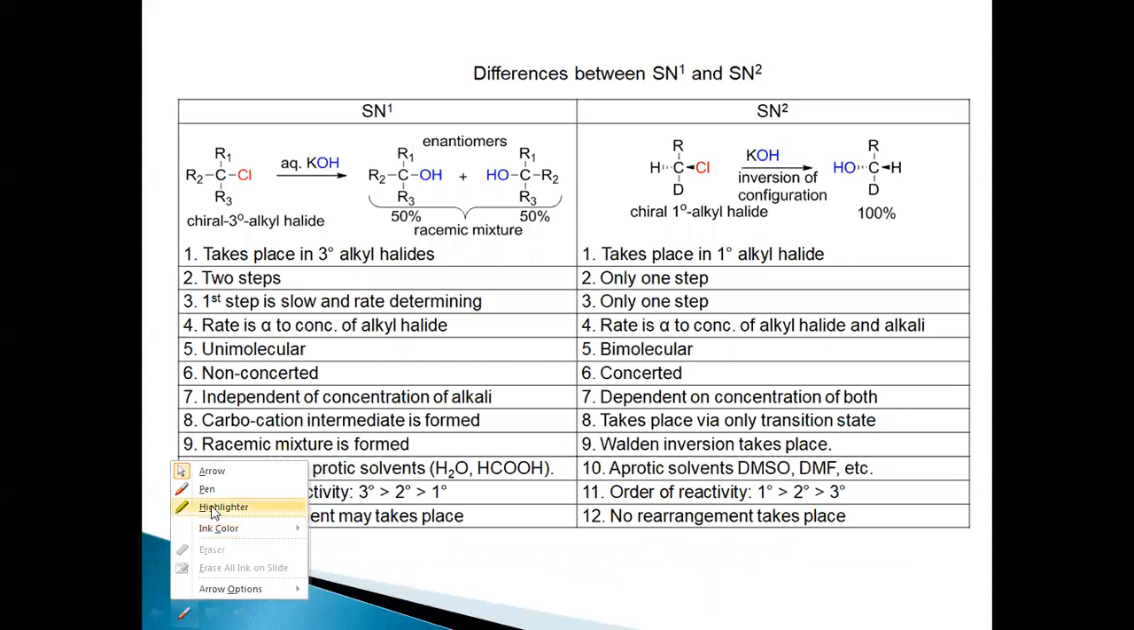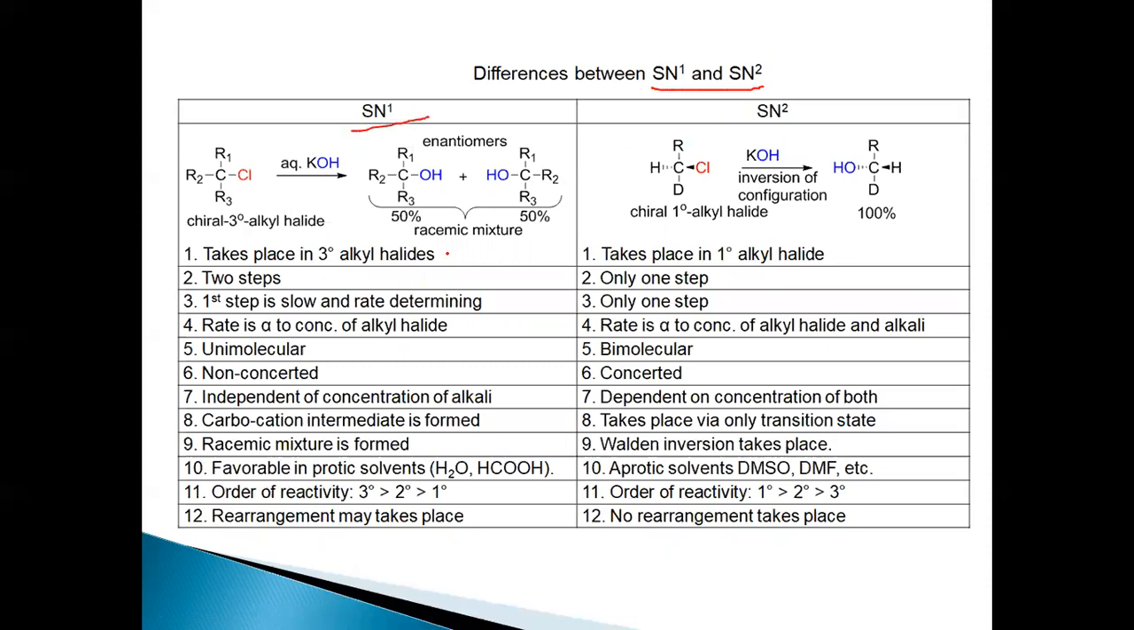So let's see the differences between these two, SN1 and SN2 reactions, which is very important. SN1 reaction takes place in tertiary alkyl halides because a carbocation intermediate is formed, and SN2 takes place in primary alkyl halides. SN1 involves two steps and SN2 is a single step reaction. Out of those two steps, the first step is the rate determining step of the reaction. Since SN2 is only a single step, the rate is dependent on the concentration of both the alkali and the alkyl halide.